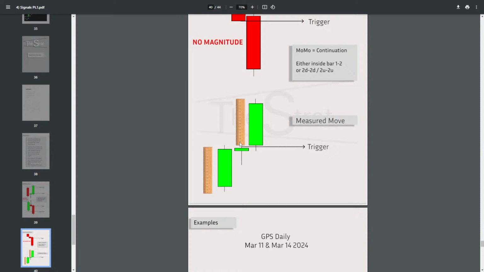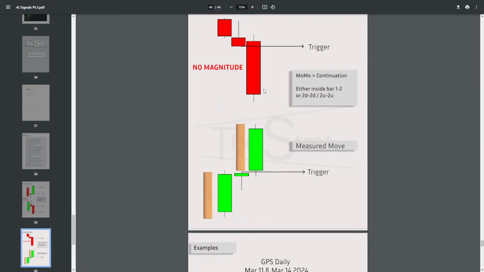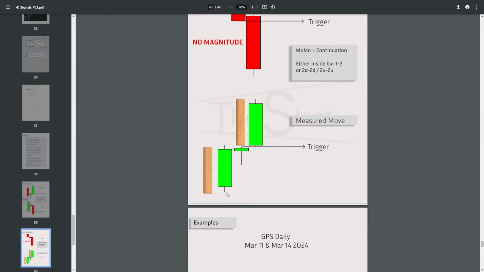Now the same thing can occur with an inside bar continuation, because a 2 down is a continuation, and an inside bar breaking in the same direction as its mother bar is also a continuation. So they're both considered MOMO or momentum. This is just an example of the measured move, where you can see they get a large move, then you get a brief pause where they go inside and consolidate.